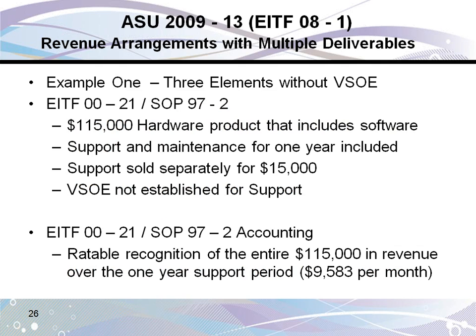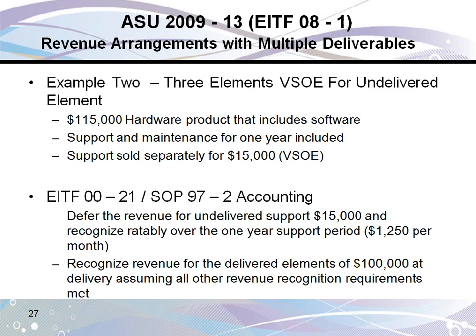So in example 1, we're in old accounting, the residual method. We've got a hardware product that includes software, and we're selling that for a package price of $115,000. That includes the hardware, the software, and support and maintenance on both the hardware and the software for 1 year. We do sell support separately, but in this example, VSOE has not been established for the support. So under 0021 or 97-2 type of accounting, we'd be in ratable recognition, and the entire $115,000 transaction would be recognized ratably over the 1 year support period. So we'd be recognizing about $9,600 each month.